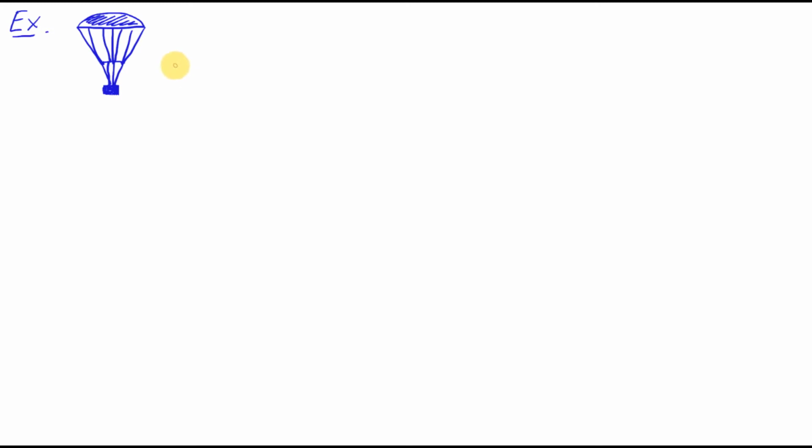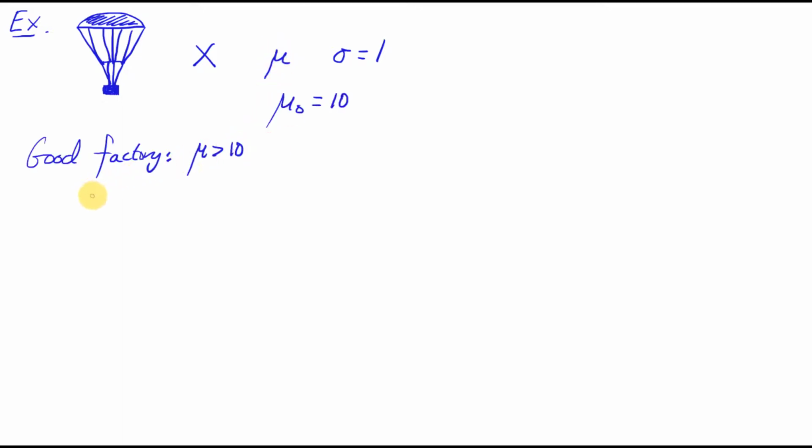Assume that the army wants to buy parachutes. Then a factory produces parachutes that can withstand a load of X tons, and this has an unknown expectation value of mu tons, and a known standard deviation of 1 ton. Then the military has as a demand that the expectation value must be larger than 10 tons. So a factory is good according to the army if the expectation value is larger than 10 tons, and it's bad if it's less than 10 tons.